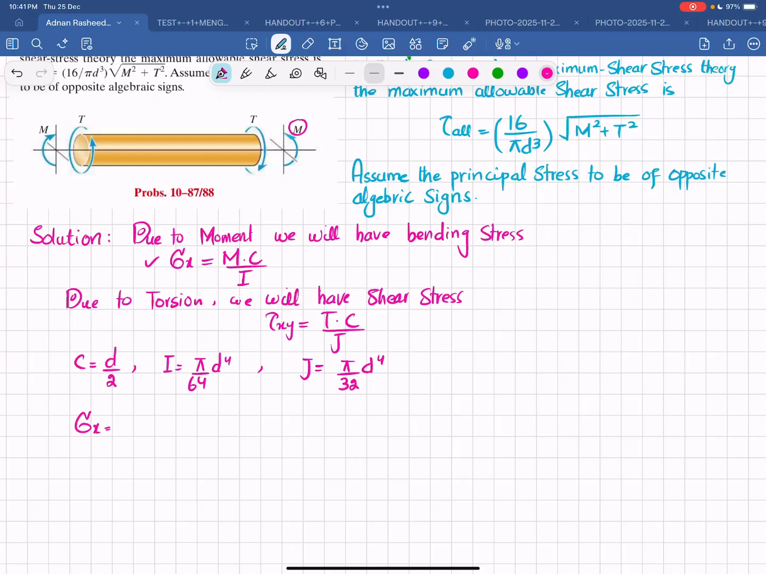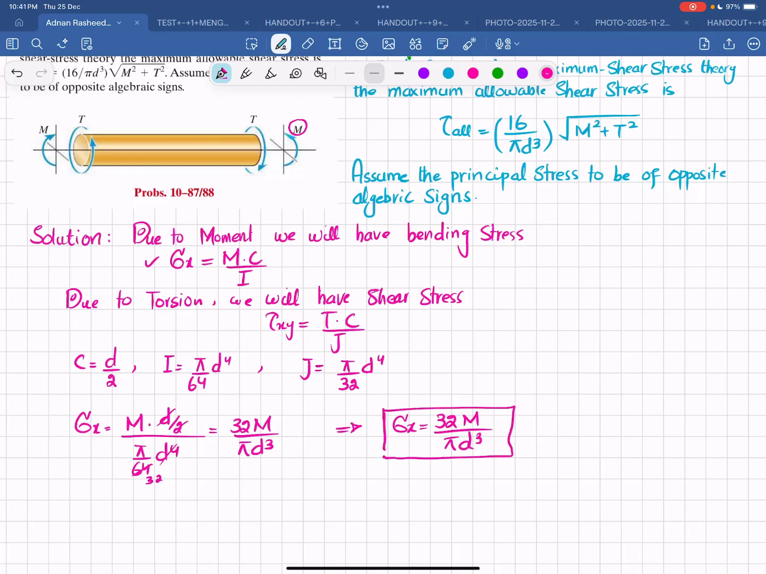Sigma x is equal to M, c is D divided by 2, divided by I, which is pi by 64 d power 4. You can see this 2 will cancel, so it will be 32, and one d will cancel, so we will have 32M over pi d cube. So I can write sigma x is 32M over pi d cube, where M is the moment and d is the diameter of this shaft.